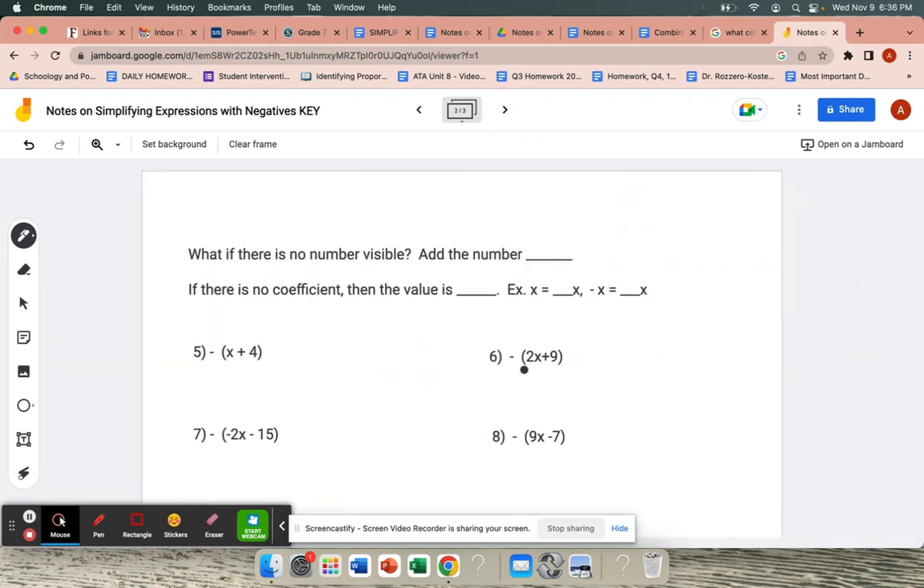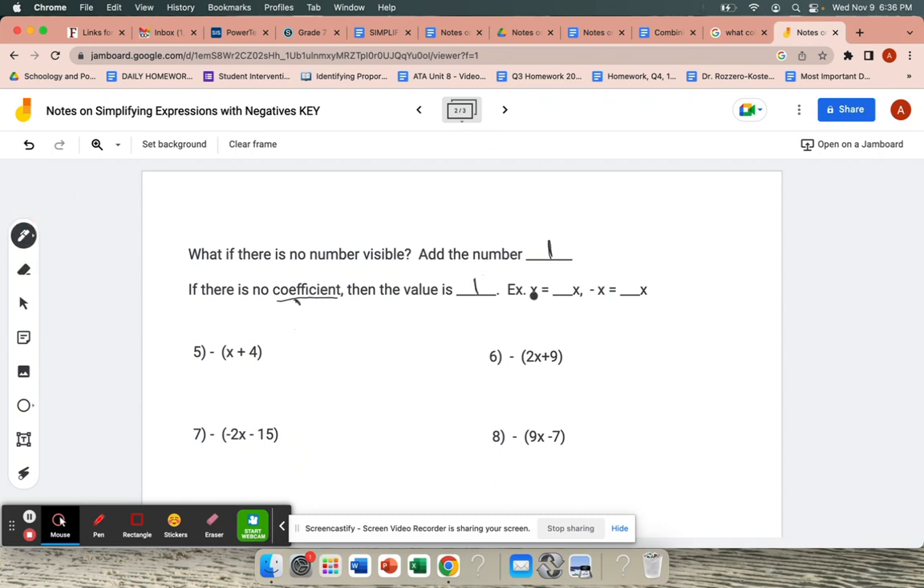Let's go down a little bit. What if there is no number visible? Then you can add the number 1, because remember, you can multiply anything by 1 and you don't change the value. That's the identity property. Now, if there's no coefficient, this is the number in front of the x. So if I have 2x, 2 is called the coefficient. That number that you multiply x by. So then the value is 1.